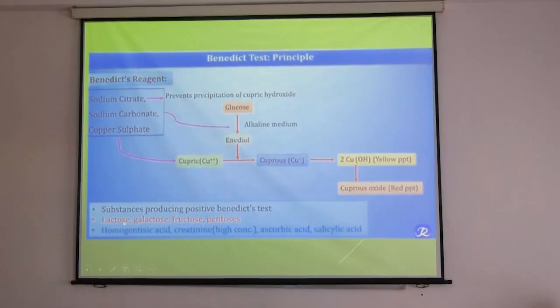Sugars: here, lactose, galactose, fructose, pentose. Are they sugar, protein or lipid? They are all sugar. Homogentisic acid, creatinine, ascorbic acid, salicylic acid. What are these? Acids, okay. But that is determined by pH. So other than this pH property, what are they?